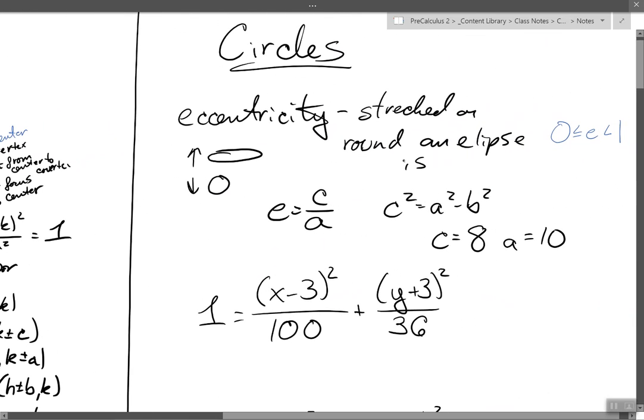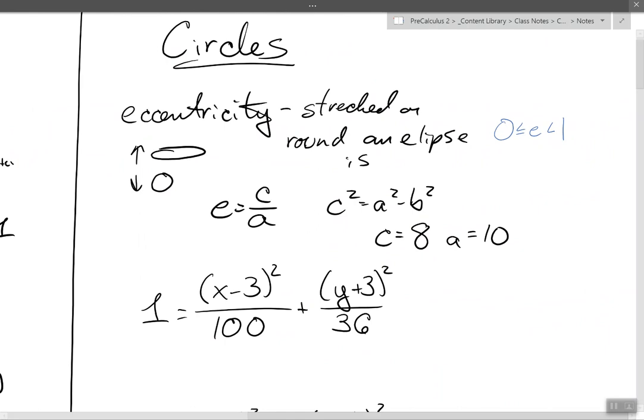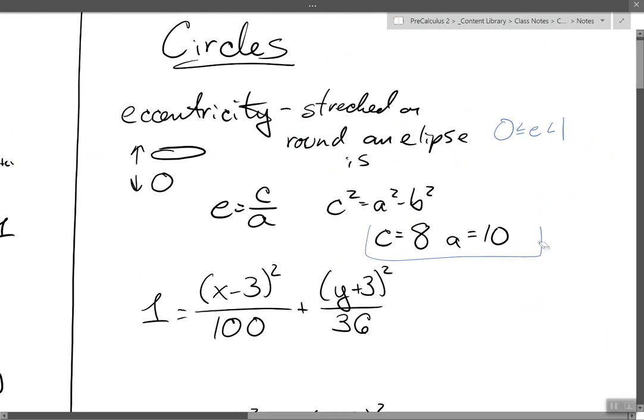Again, we find the C value from taking A squared minus B squared if we had those in the ellipse, so we would be able to evaluate it. Right here, I've just given us an example. C is 8, A is 10, so that has an eccentricity of 8 over 10, or 4/5.